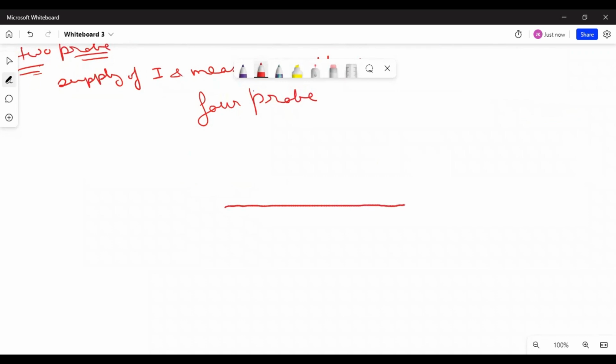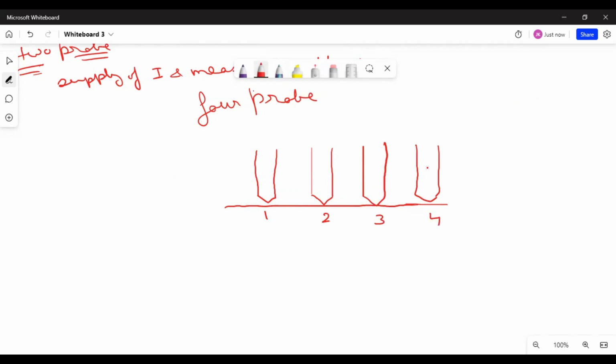Is it a linear probe? It is a sample surface, and there will be a four probe. Probe one, probe two, 1, 2, 3, and 4. So they are also contacting the material, so there will be a contact resistance. So I am explaining it like this.